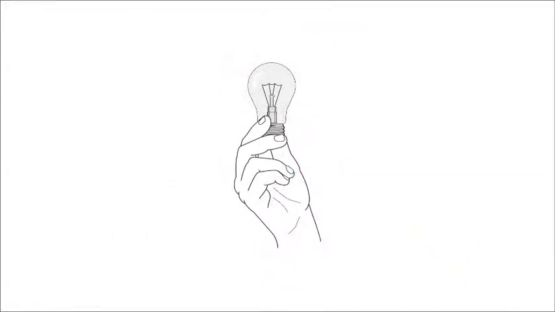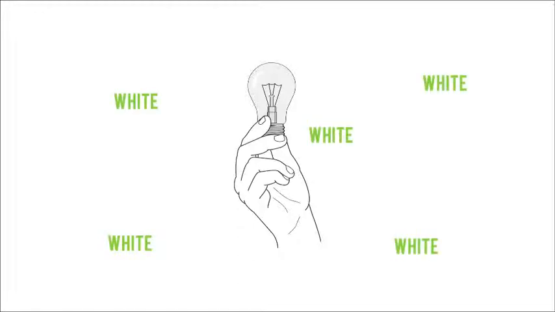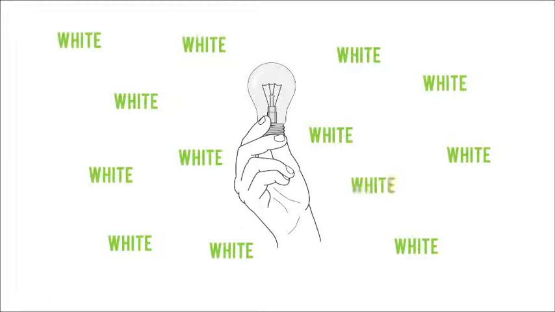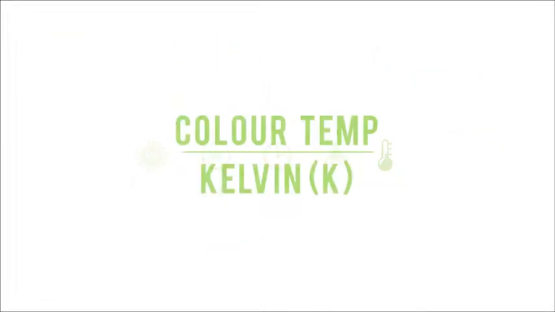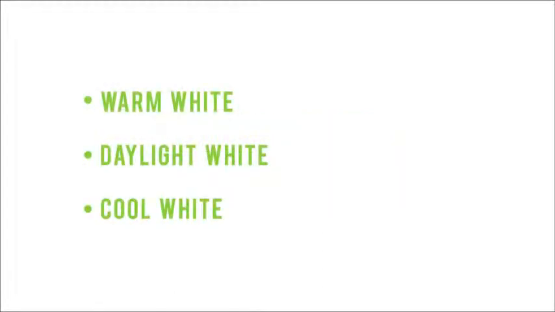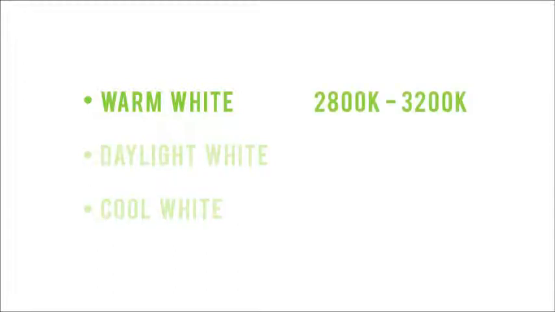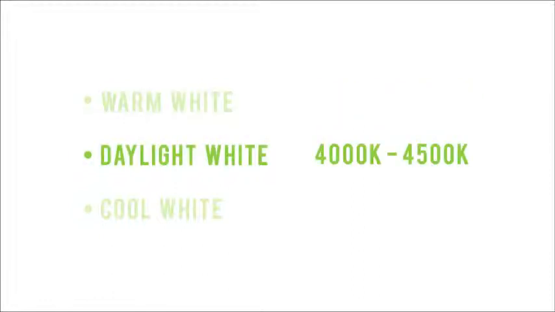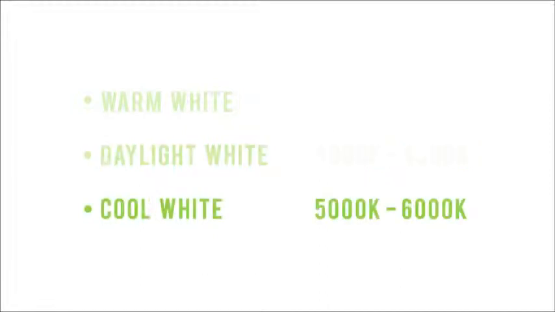Most people would be forgiven for thinking that light bulbs are just a standard white colour and don't realise how many variations there can be. Choosing the right colour for your room can be very important. Colour temperature is expressed as Kelvin, with the letter K after it. There are generally 3 colour temperatures available. Warm white, which is around 2,800 K to 3,200 K. Daylight, which is around 4,000 K to 4,500 K. And cool white, which is around 5,000 K to 6,000 K.